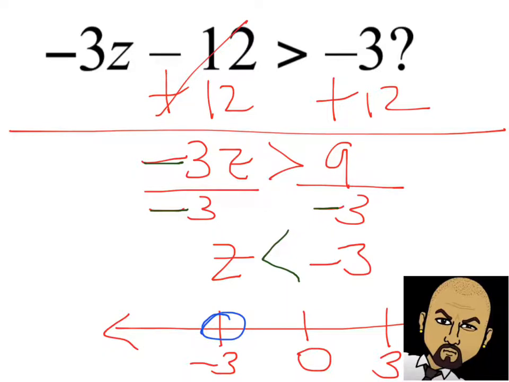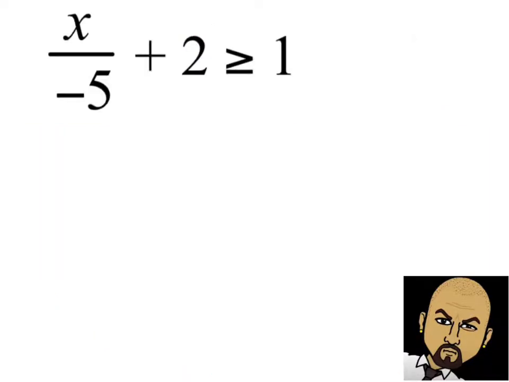And now we shade. We're going to shade to the left because the values that are less than negative 3 are going to be to the left. And so that's how we're going to graph in our class. Let's go ahead and do another example. Here we have x divided by negative 5 plus 2 is greater than or equal to 1. Again, follow the steps.